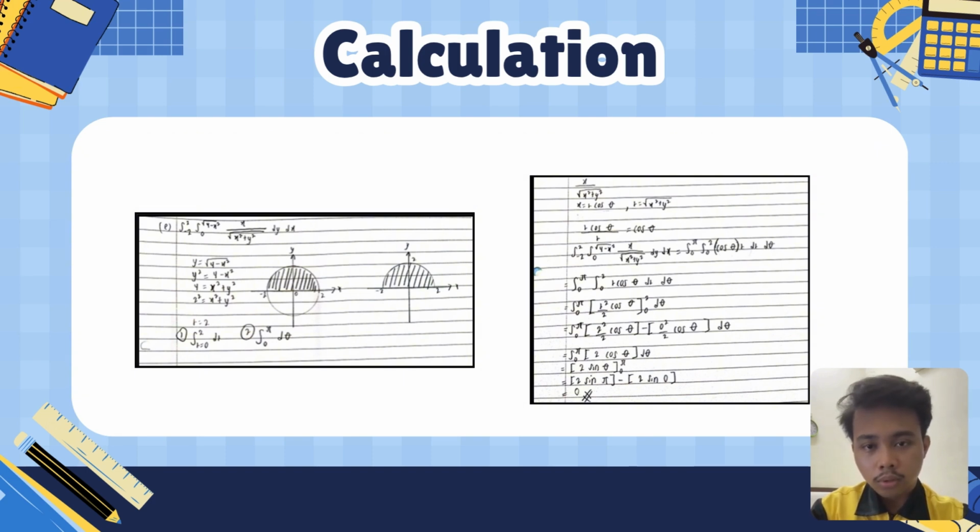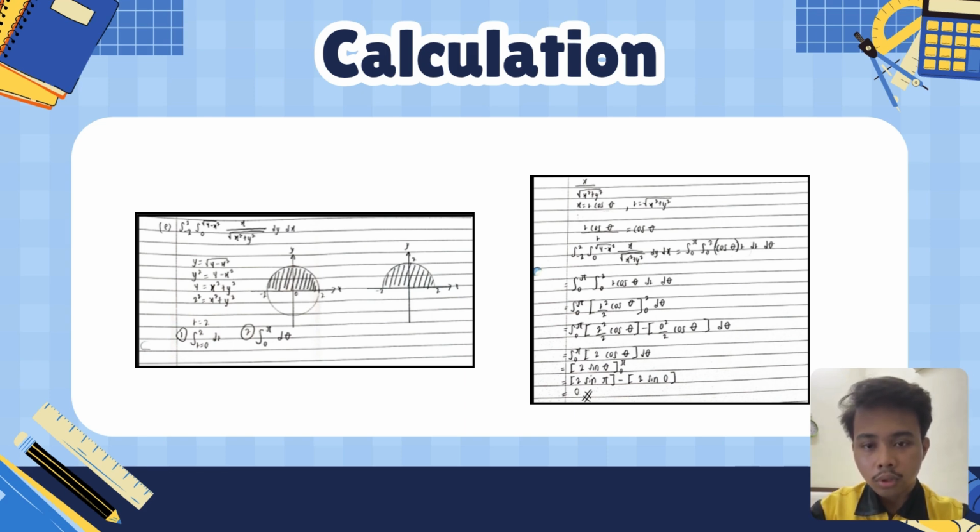Next, we substitute the variables. x equals r cos theta. The square root component equals r. And dy dx becomes r dr d theta. After simplifying, the new integral is r cos theta dr d theta from 0 to 2 and 0 to pi.